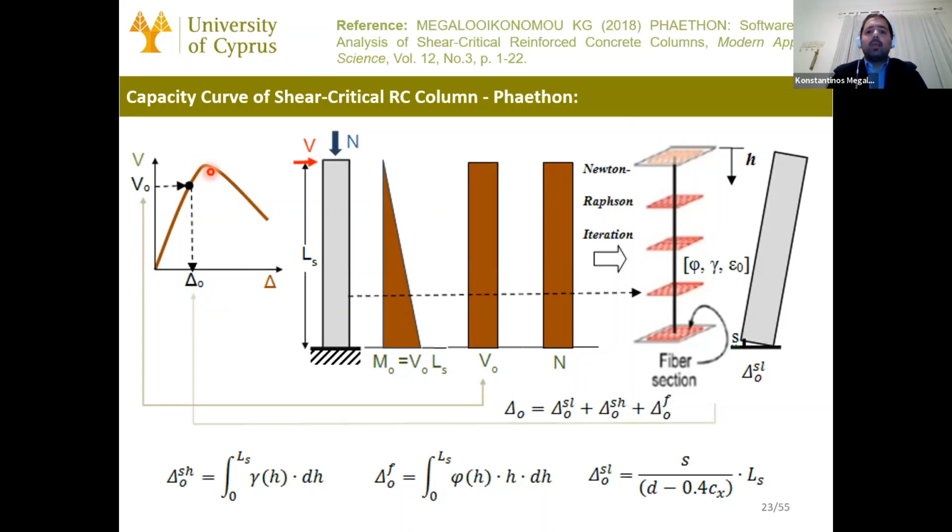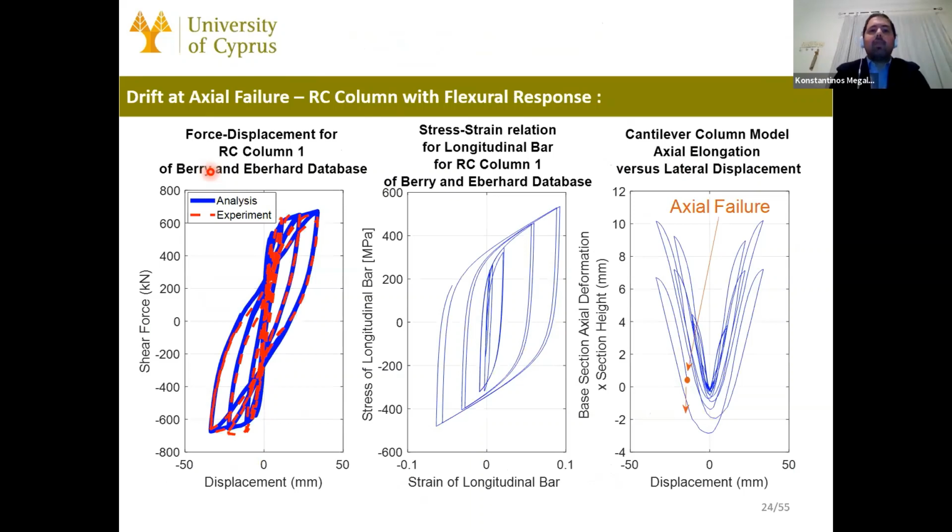of this maximum value. And regarding the drift at axial failure, in case we have a flexural response, actually also with OpenSees, you can analyze that under cyclic loading. You can define the axial deformation of the critical section, and multiplying that with the section height, you can have the axial elongation, and you can plot that versus the lateral displacement. You can see the response, and at the end you have the axial failure of the column.